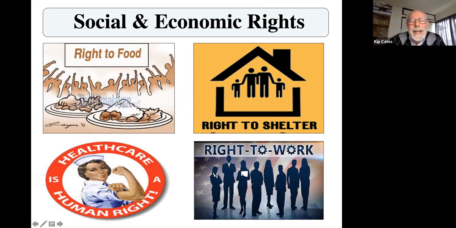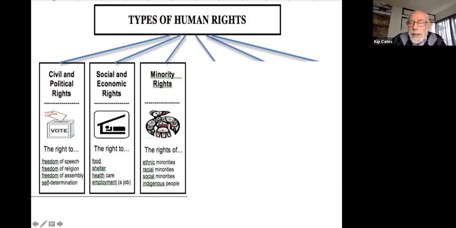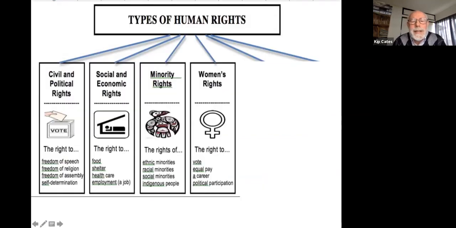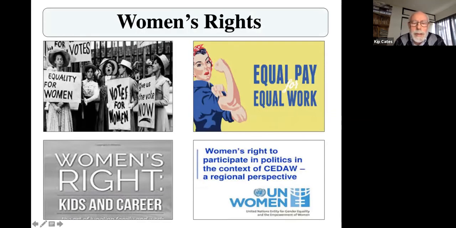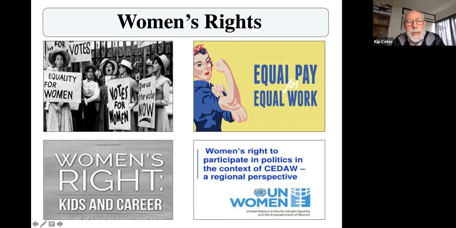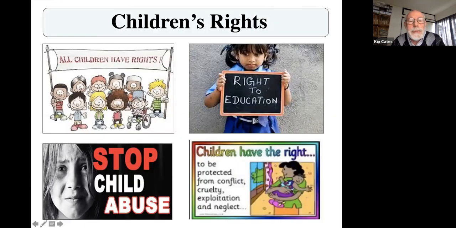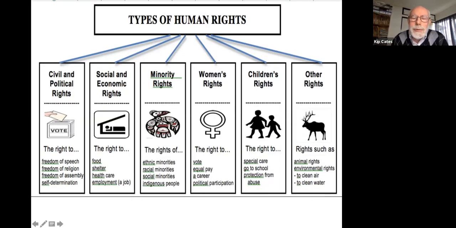Interesting. Number 3 is minority rights. The rights of ethnic minorities, racial minorities, social minorities, Indigenous people. This is another very interesting category, looking at minority groups. Next would be women's rights. The right to equal pay for equal work, the right to a career and so on, the right to control your own body. Children's rights, another category, the right to special care, the right to education, the right to be protected. And last would be animal rights, or other rights.